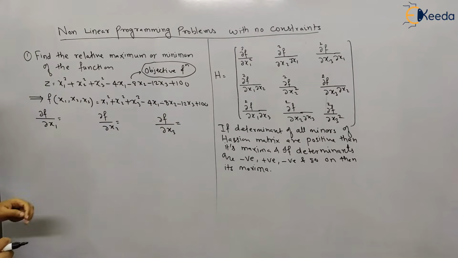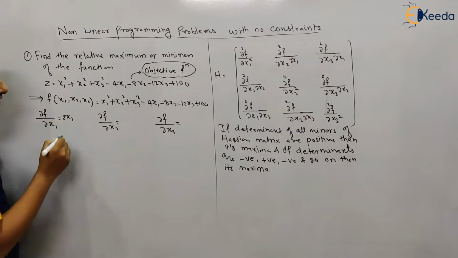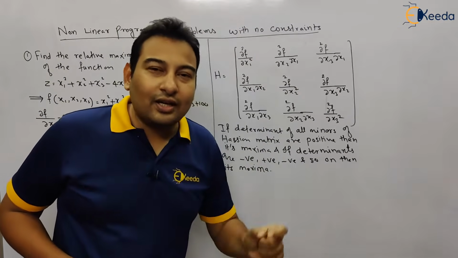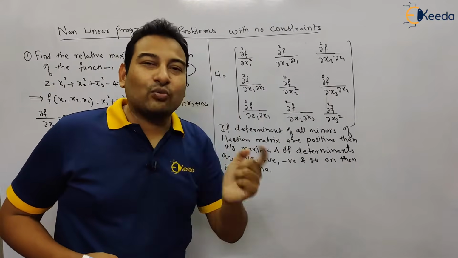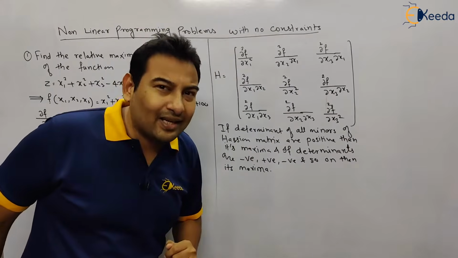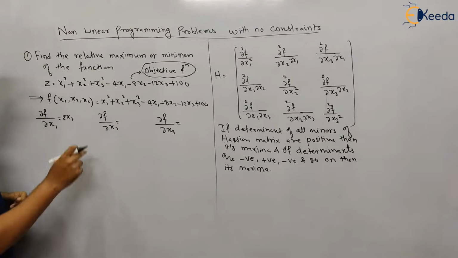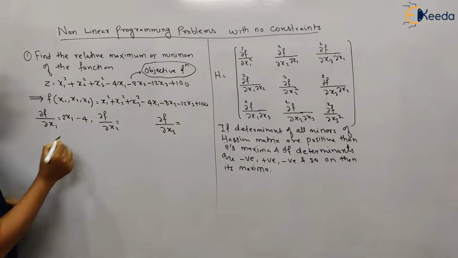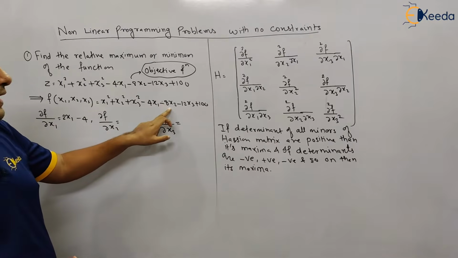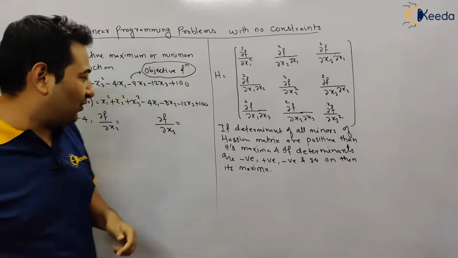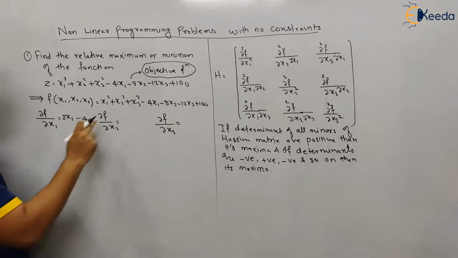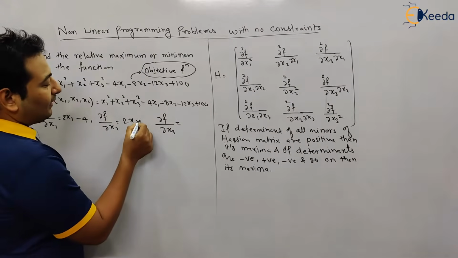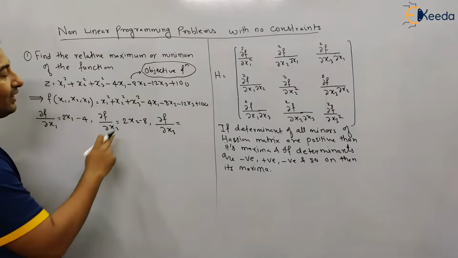Let us differentiate with respect to x1. So this will be 2x1. Obviously, it's a partial derivative concept. When you are differentiating with respect to x1, x2 and x3 are constant. When you are differentiating with respect to x2, x1 and x3 are constant. And when you are differentiating with respect to x3, x1 and x2 are constant. This is 2x1, this is constant 0, 0, minus 4. Because with respect to x1, minus 4 will come and these terms are constant, its derivative is 0. Next, dou f upon dou x2. It will be 2x2 minus 8. And finally, dou f upon dou x3. It will be 2x3.